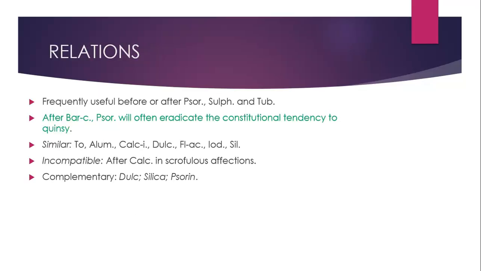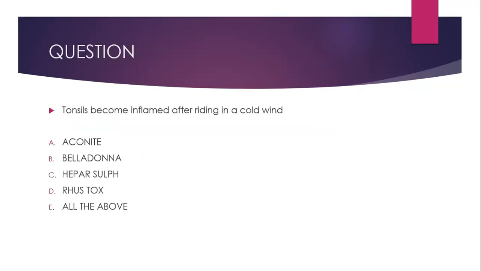Relations: after Baryta carb, Psorinum is often indicated so as to eradicate the constitutional tendency to quinsy. Okay. Complementary to Dulcamara, Silica and Psorinum. Again, Silica, Psorinum, Baryta, all are scrofulous remedies and suppurative remedies. Alright. Tonsils become inflamed after riding in a cold wind. Aconite, Belladonna, Hepar sulph, Rhus tox, all the above. So I think it's definitely all the above.